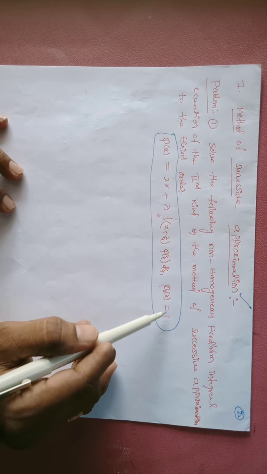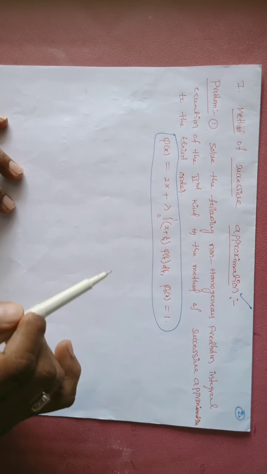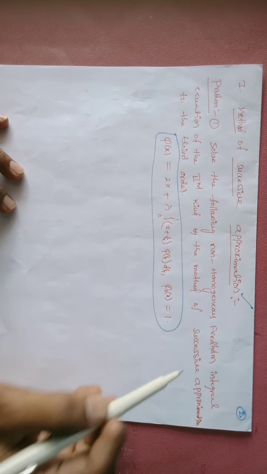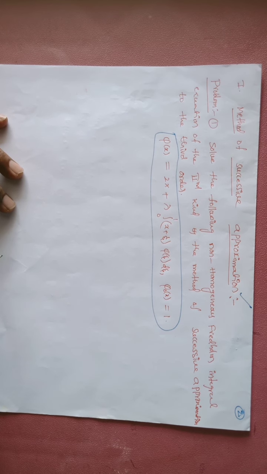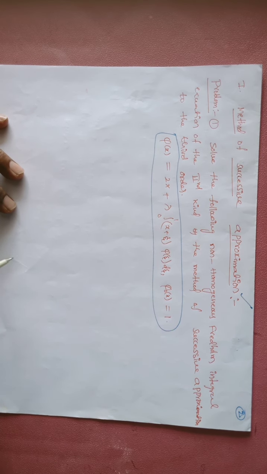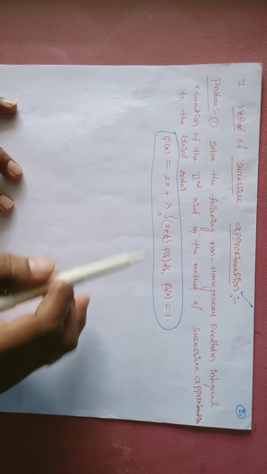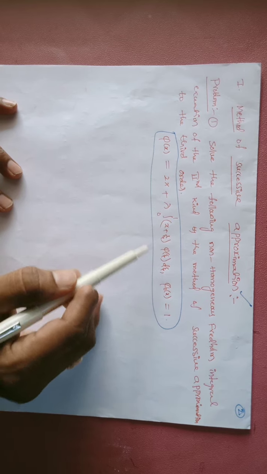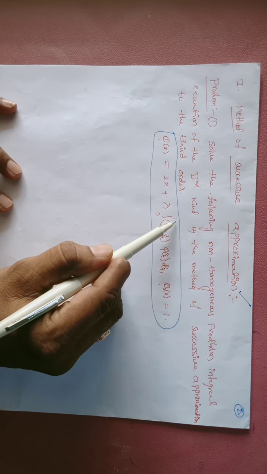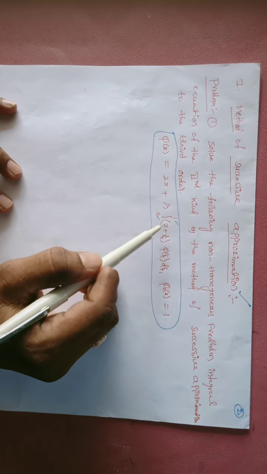By using this approximation, we can find phi 1, phi 2, phi 3, and this is called a successive approximation. Up to third order, we have to find. So the given equation is a Fredholm integral equation. Why do we call this a Fredholm integral equation? Because the lower limit is 0 and the upper limit is 1, both are fixed real numbers.